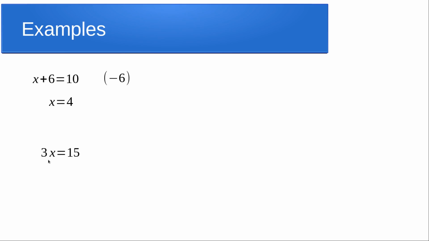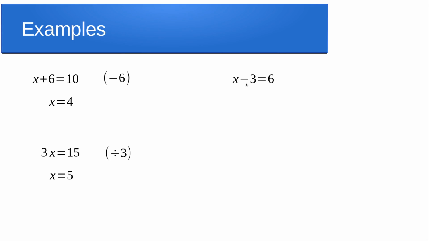So for our next example, we've got 3x equals 15. So what have we done to the x? We've multiplied by 3. So the opposite of multiplying by 3 is dividing by 3. And when we do that to both sides, it will cancel out the multiplying by 3 to just leave us with an x, and 15 divided by 3 is 5. And we can test that. Does 3 multiplied by 5 equal 15? Yes, it does. So here's our next example.